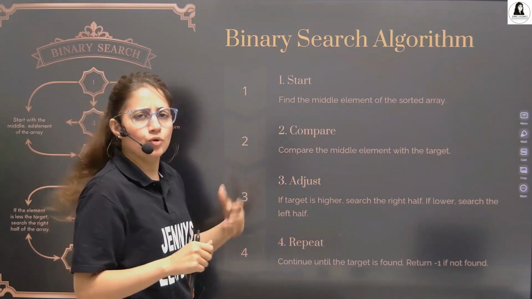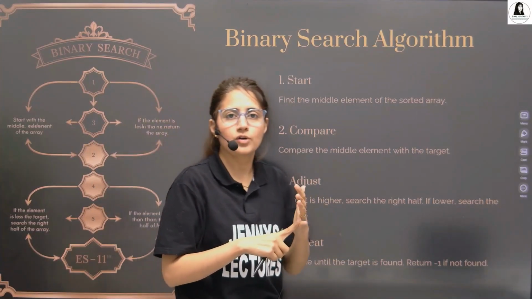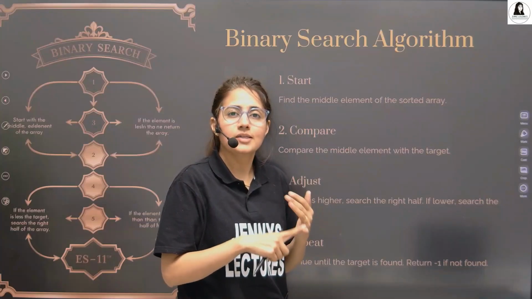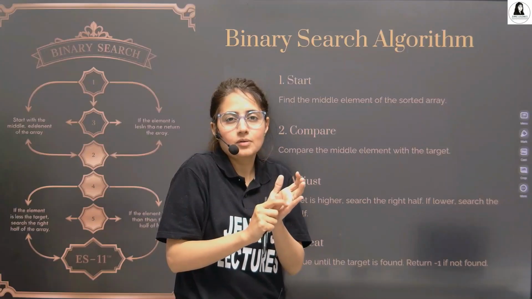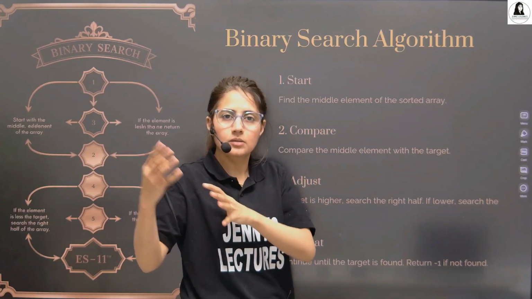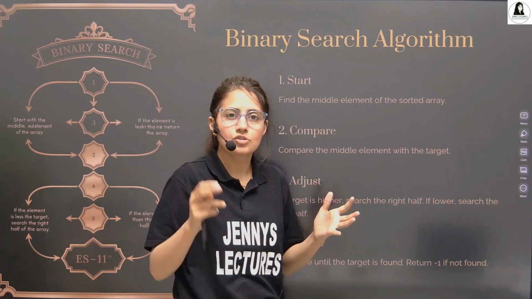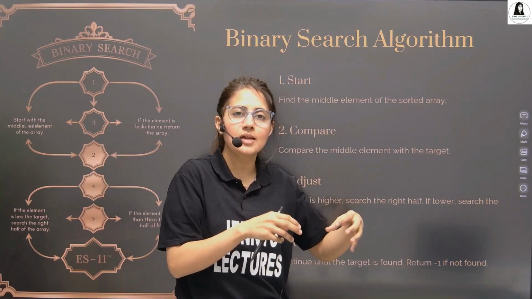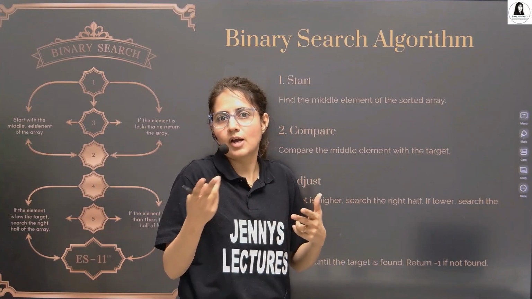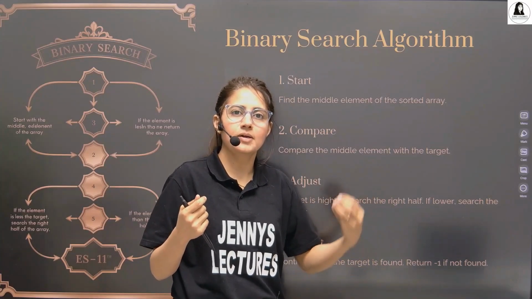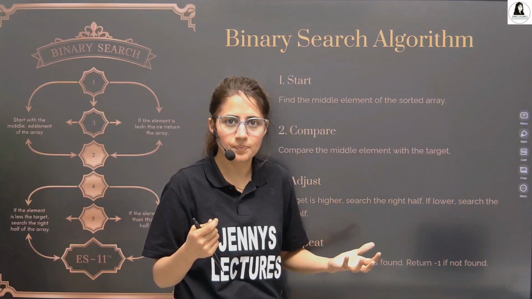If you have to write down the algorithm, the first step is to find the middle element in the array. The second step is to compare the middle element with the target element. If the target element is equal to the middle element, return mid. If the target element is greater than the middle element, search in the right half. If the target element is less than the middle element, search in the left half. You repeat these steps until you find the target element in the array or the search space is exhausted. These are simple 4-5 steps.